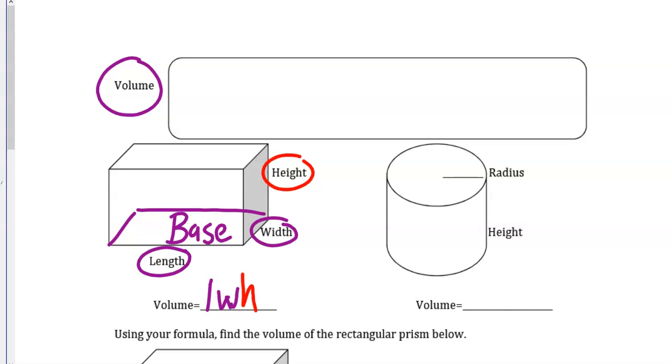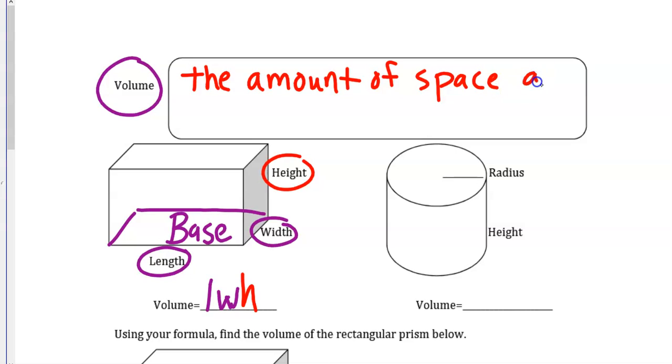So volume we defined is the amount of space a 3D figure occupies.